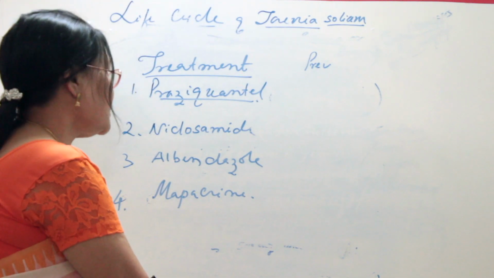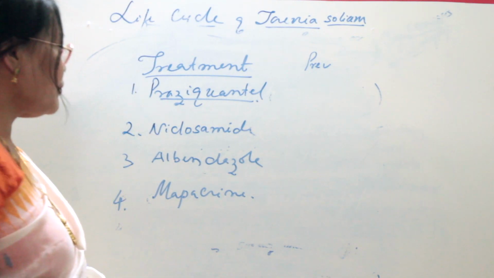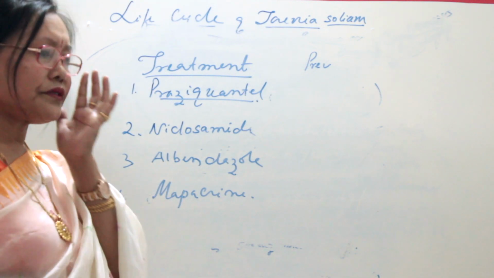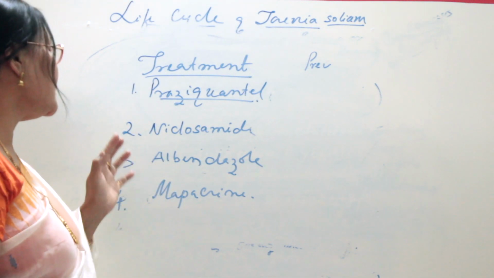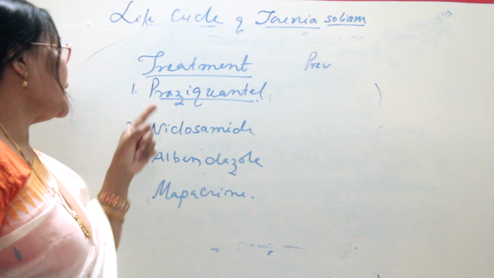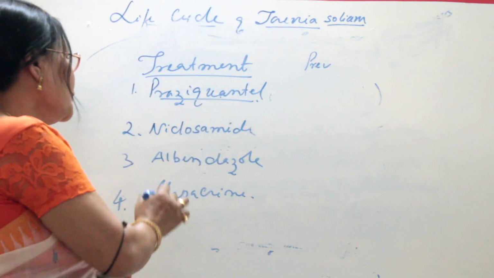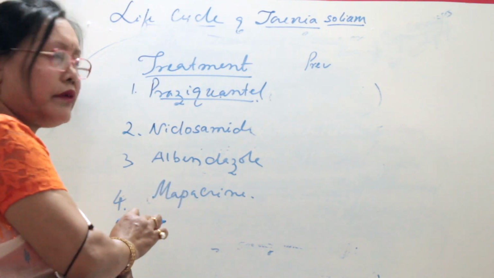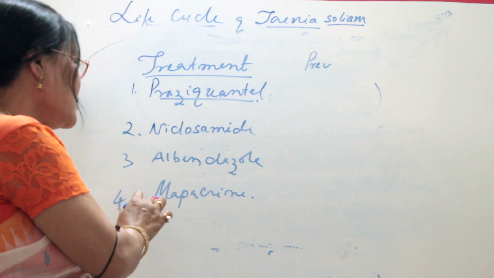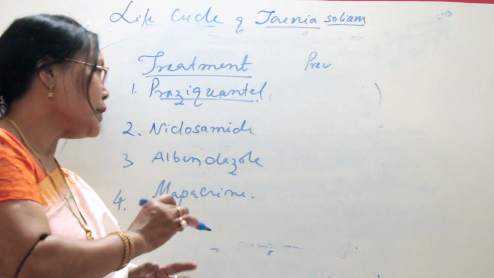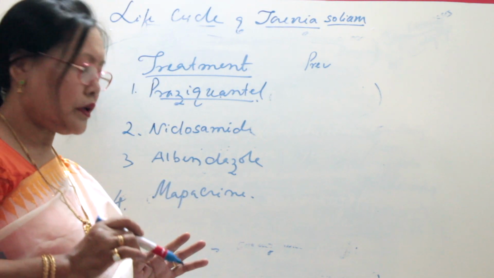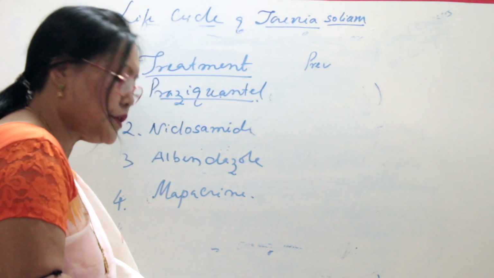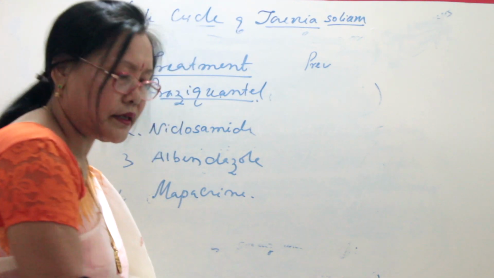Then next is the treatment. For this taeniasis, the drugs administered by the doctor are number 1, praziquantel, number 2, niclosamide, number 3, albendazole, and number 4, mepacrine. These are some drugs which are usually used for the treatment of taeniasis.